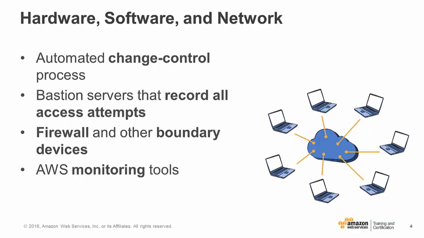The hardware and software that supports AWS cloud services has been architected to be highly available, redundant, and extremely secure. All changes to AWS hardware and software are managed through a central, automated change control process, and all access to hardware or software must be authorized. Privileged access to software and systems requires SSH login and is allowed only through Bastion servers that record all access attempts. AWS network devices, including firewall and other boundary devices, monitor and control communications at the external boundary of the network and at key internal boundaries.